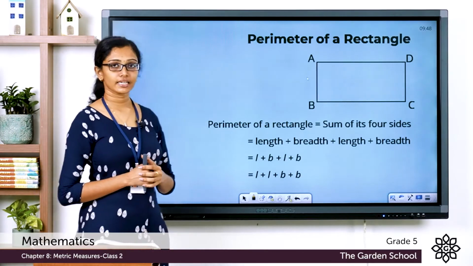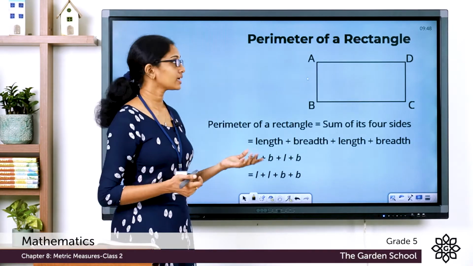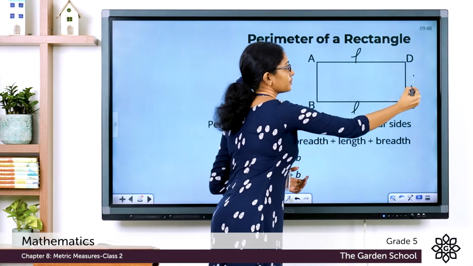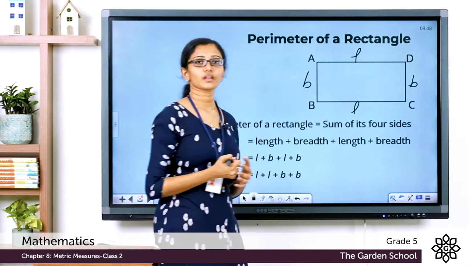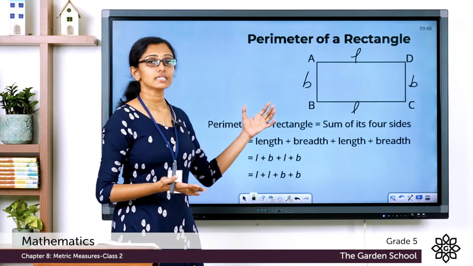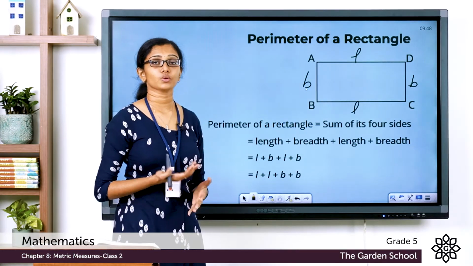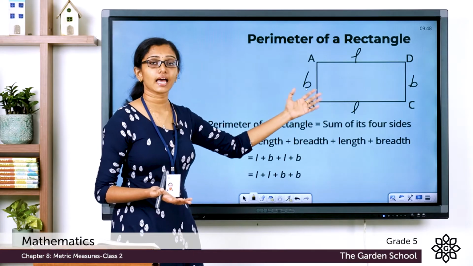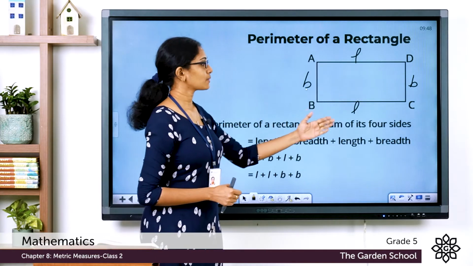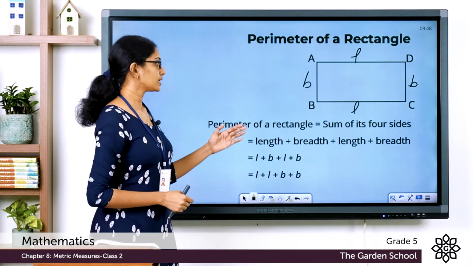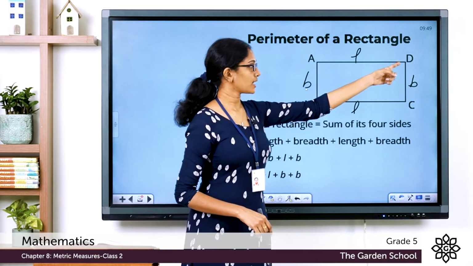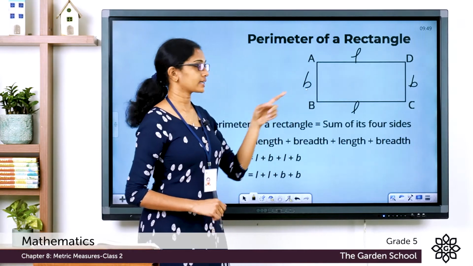See, I've got a rectangle here, rectangle ABCD, and it has sides with length L and breadth B. Now, by definition, what should be the perimeter? The perimeter should be the sum of all its four sides, so the sum of all its lengths and breadths. So, perimeter of a rectangle is equal to the sum of its four sides, which is length plus breadth plus length plus breadth.